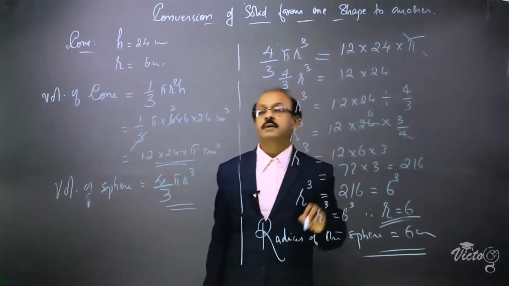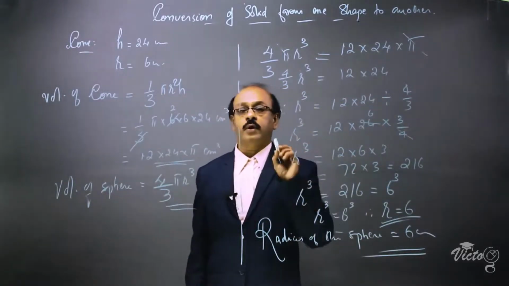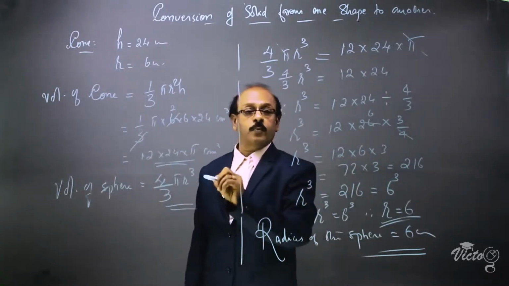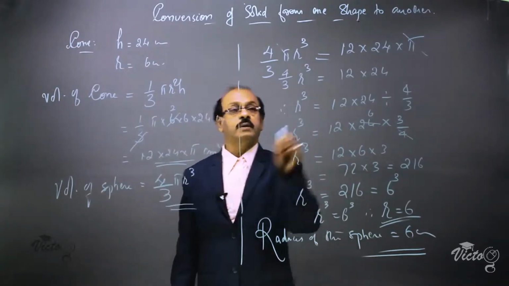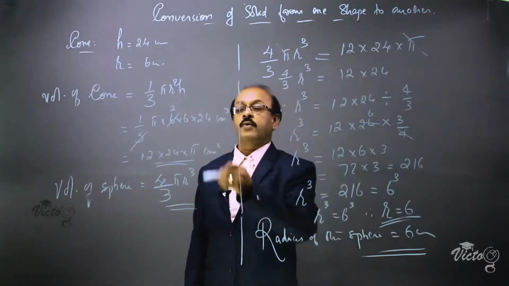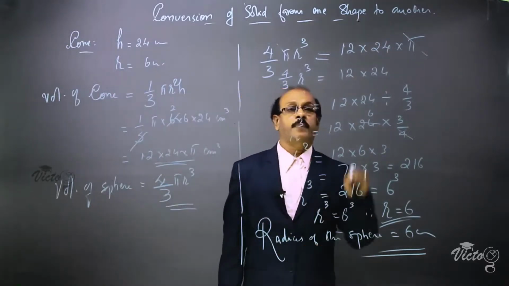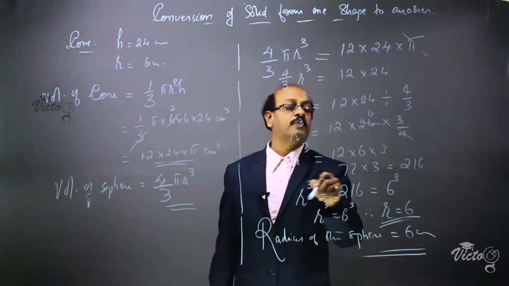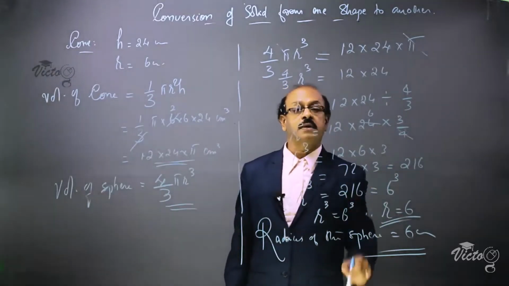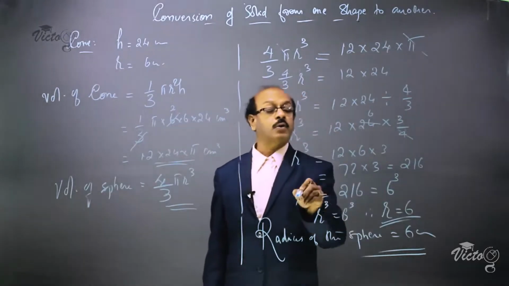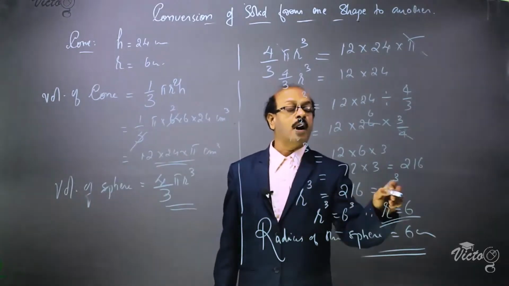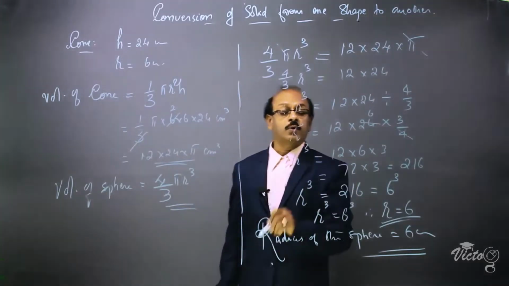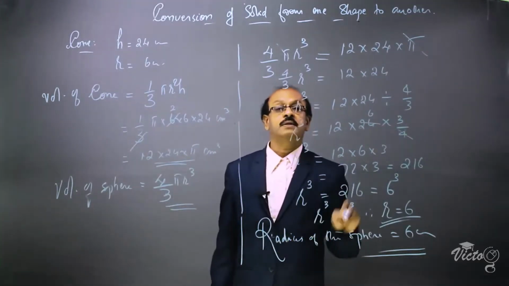So the method here is, first of all, find out the volume of the cone. Now find the volume of the sphere. We have to write the formula as it is. Now equating 4 by 3 pi r cube is equal to volume of the cone, which is 12 into 24 into pi. Pi and pi get cancelled. From this we are getting the value of r cube, which is a perfect cube. 216 is a perfect cube. That means r cube is equal to 6 cube. Therefore r is equal to 6. That is the radius of the sphere which is required. So conclusion is radius of the required sphere is 6 centimeter.